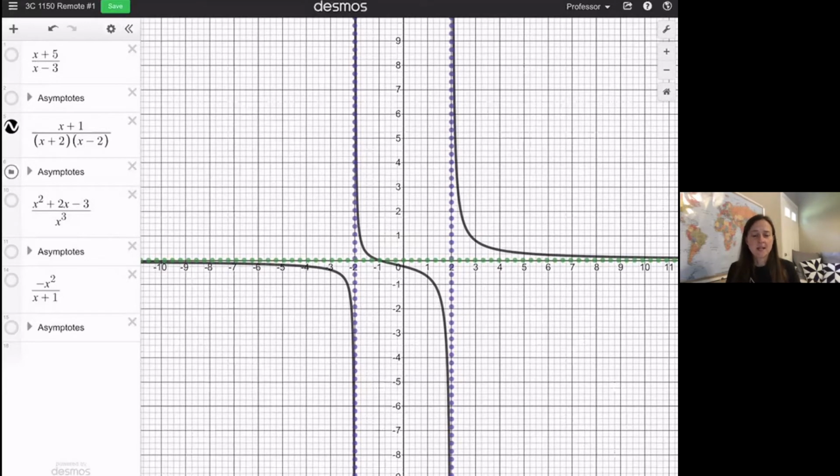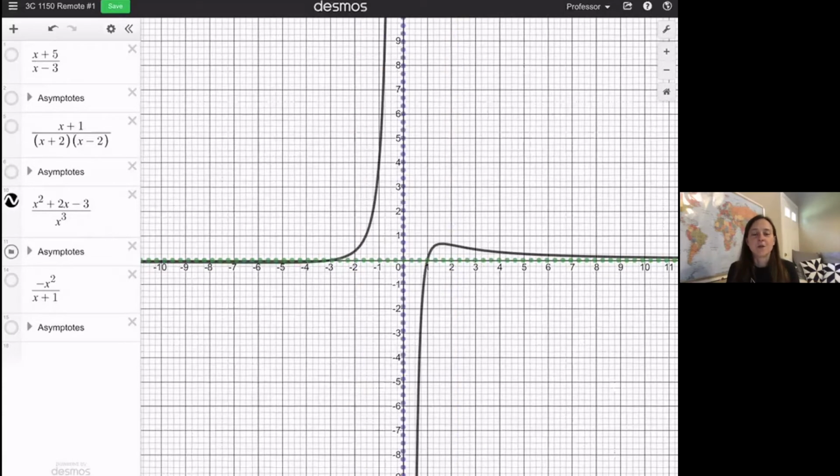Like I said, you can see that it's willing to cross its horizontal asymptote in the middle. So the horizontal asymptote only holds sway over the graph at the very far ends on the right and the left-hand side. Those purple vertical asymptotes, though, are hard and fast barriers that the graph never crosses.